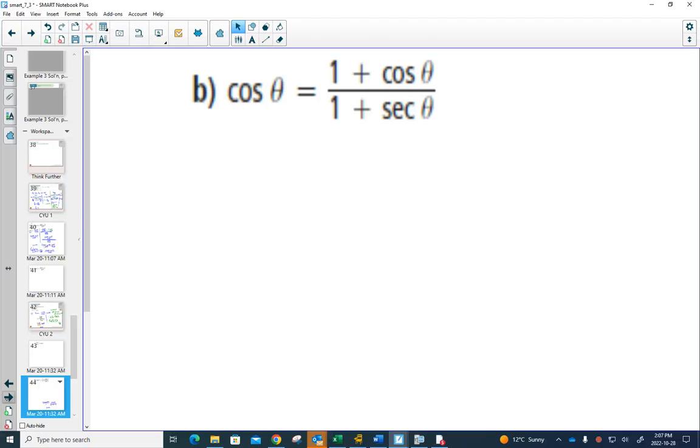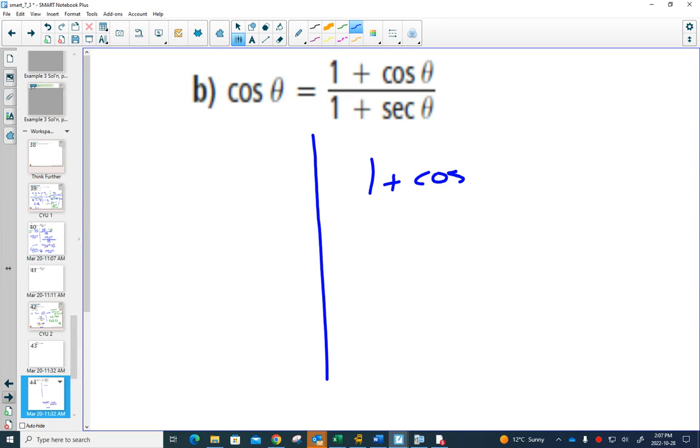Second one. Let's prove it first. I look, okay, don't see anything short. I can change everything to cos, but that's the same strategy as changing things to sine and cos. This side is going to stay cos theta. This side, I can change that secant to 1 over cos.